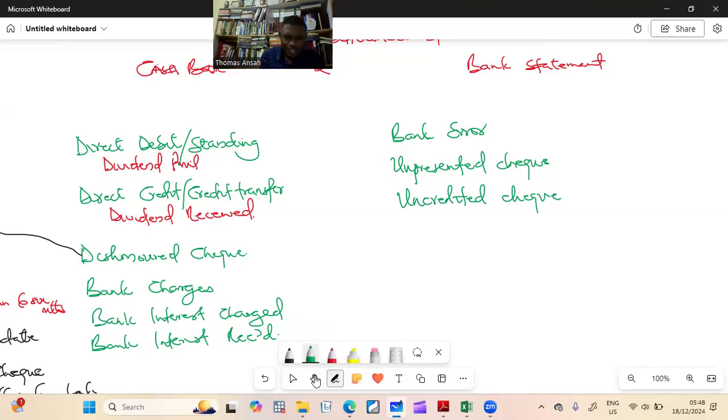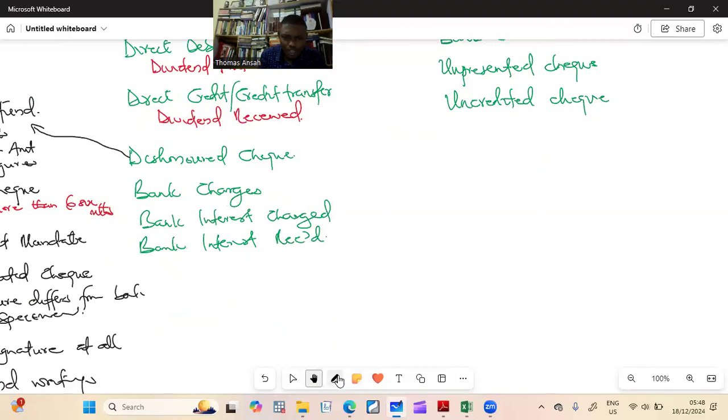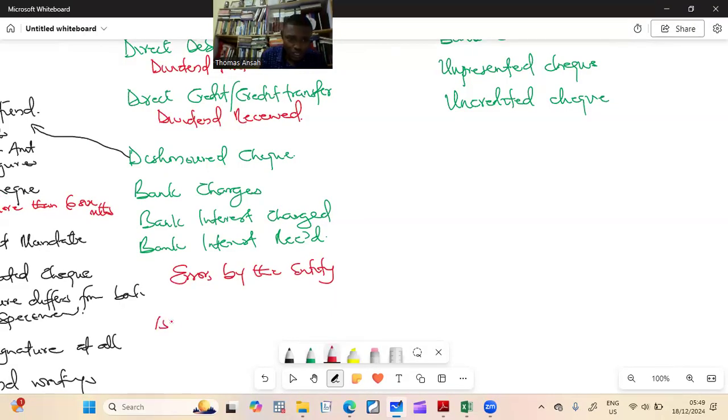But interestingly, you too can make an error. This one is errors by the entity. In your cash book, you can make errors. Sometimes when you are recording 1,500, you can make a mistake and write 1,005. Or you can even write 5,100. It's all mistakes. These are all errors. But that error is made by you, the entity. So these are the differences.